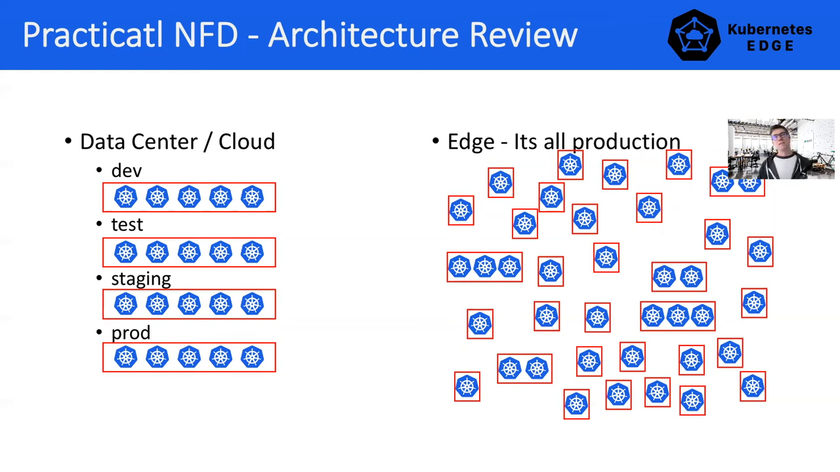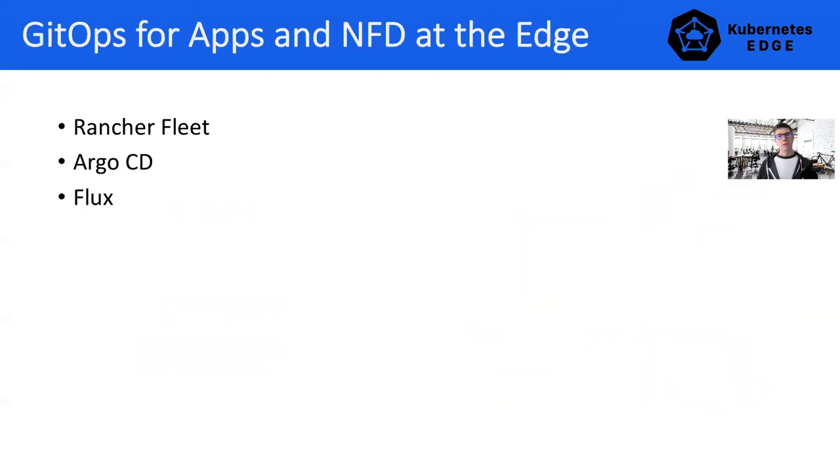With this many clusters, given how node feature discovery works, I think that GitOps is a solution for this problem. Of these three tools, I'm really only familiar with Fleet. However, I know that Argo CD and Flux are also being used as GitOps tooling. There are others, Azure DevOps, and there's a bunch of options. We need some outside tooling to manage large numbers of clusters.